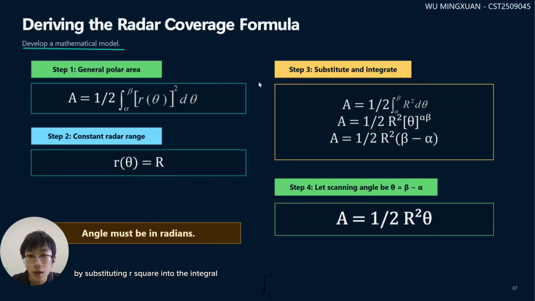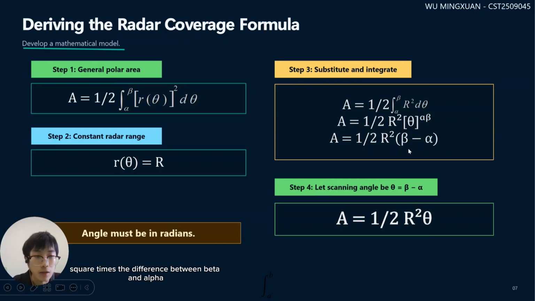By substituting r squared into the integral, we can easily pull the constant out. The integral of d theta from alpha to beta gives us delta theta. Therefore, the area simplifies to 1/2 r squared times the difference between beta and alpha. Here, we define the total scanning angle, theta, as beta minus alpha. So the coverage area equals 1/2 r squared theta.